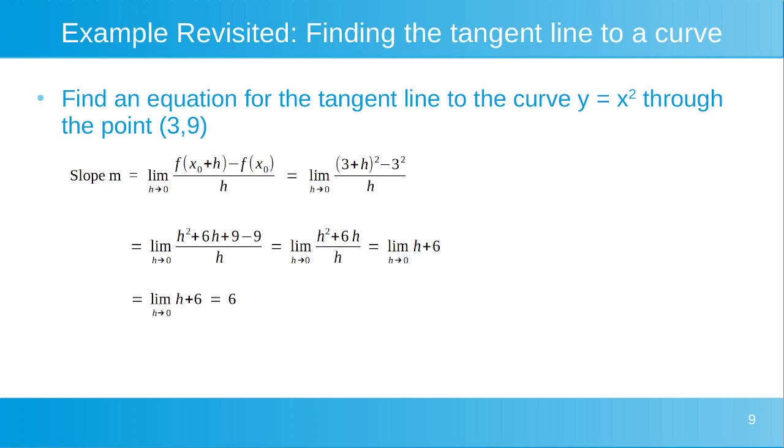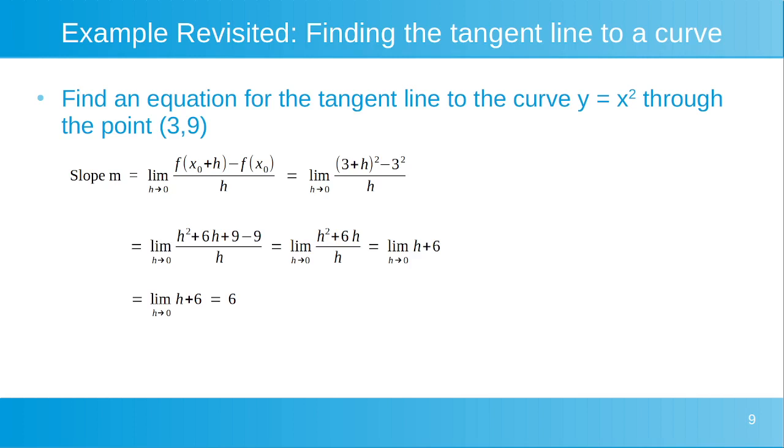So here's our example. We want to find an equation for the tangent line to the curve y equals x squared through the point 3, 9. In order to do that, we want to find the slope of the curve at the point 3, 9. And in order to do that, we're going to differentiate y equals x squared at the point 3, 9. So we're going to do that by evaluating the limit at that point. So our slope, represented by variable m, is equal to the limit of the difference quotient f of x naught plus h minus f of x naught all divided by h as h approaches 0.